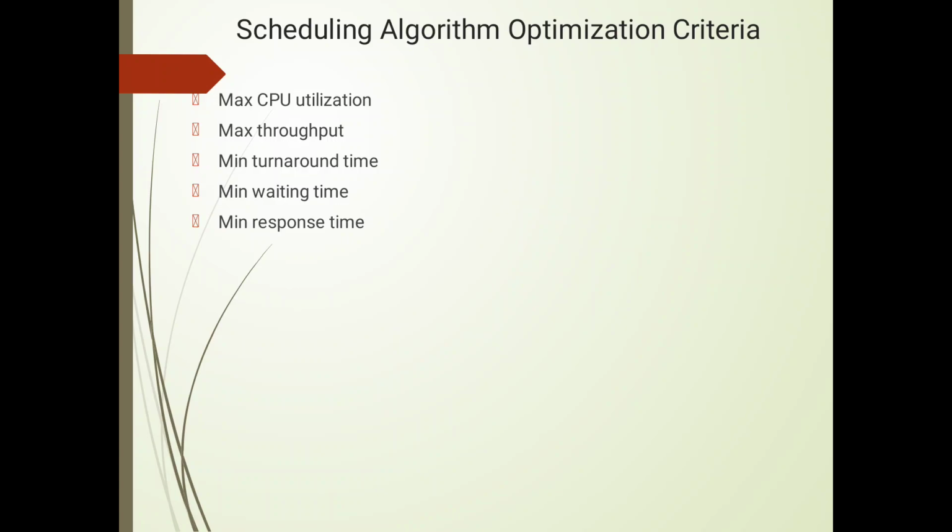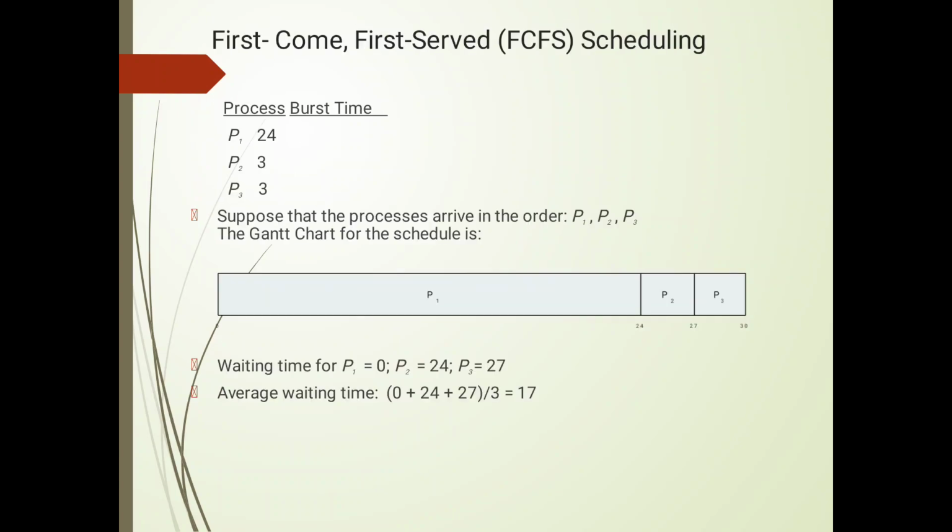The scheduling algorithm goals are to maximize CPU utilization, maximize throughput, minimize turnaround time, minimize waiting time, and also minimize response time. The first algorithm is first-come, first-served scheduling. Consider the processes and their burst times: P1 is 24, P2 is 3, and P3 is 3. Suppose that the processes arrive in the order P1, P2, P3.